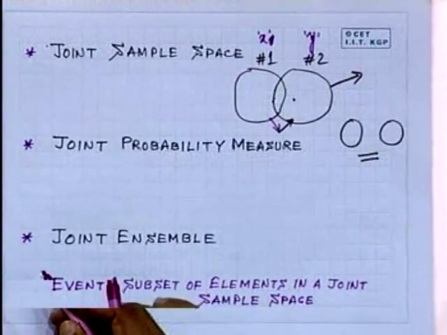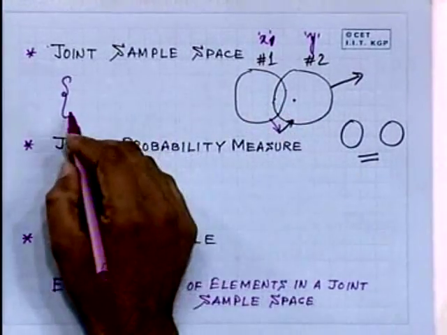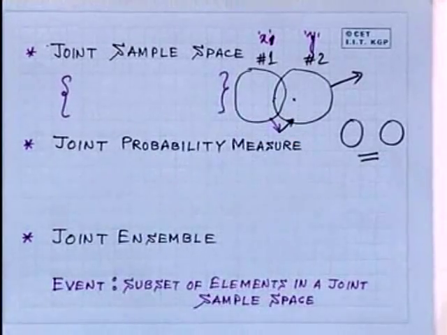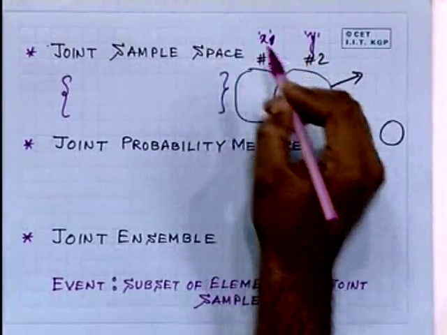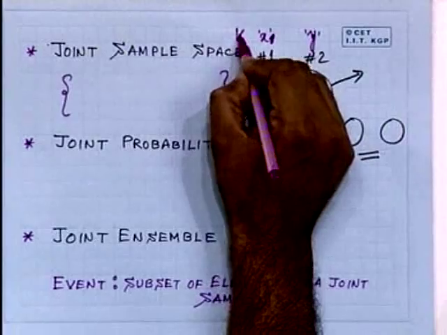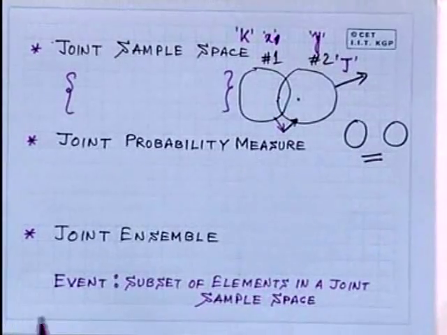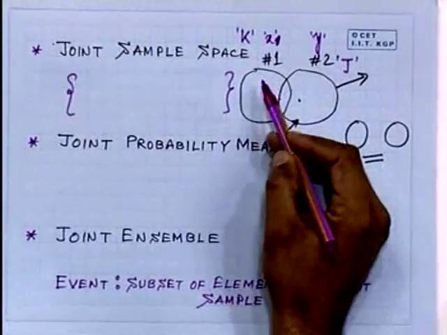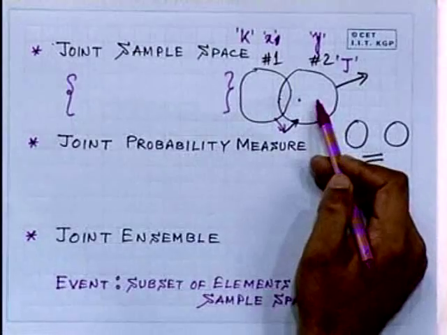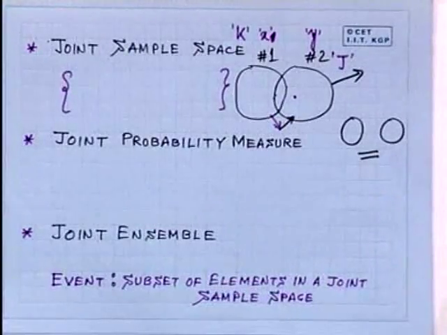A sample space, I will put in terms of braces, and I would like to write the joint sample space. What I have to know is how many outcomes are there. Let me indicate that there are K possible outcomes from the first experiment and say capital J outcomes from the second experiment. Both are finite numbers. Then the possible outcomes from the first experiment are x1, x2, x3 up to x capital K. The possible outcomes from the second experiment are y1, y2 up to y capital J. Now, can you write an expression for the joint sample space? The ordered pairs of x and y.